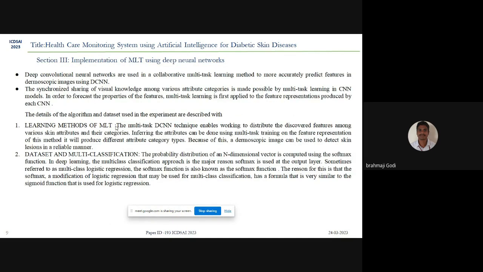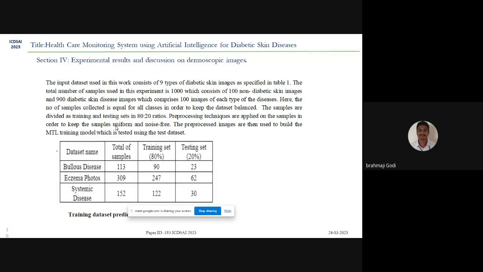This is about our model of MLT, sir. And coming to the MLT, some benefits are that we have classified the softmax and MLT learning in these categorizations using CNN, sir. It is the best method to forecast the upcoming problems, sir. So experimental results, sir: finally we got only 3 types of data sets, as we have verified. One is bullous disease, enzymia photos, and synthesized diseases, sir. So we have considered 3 out of 9 diseases.